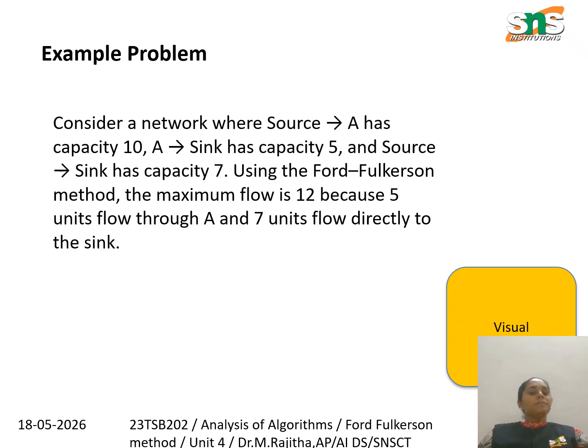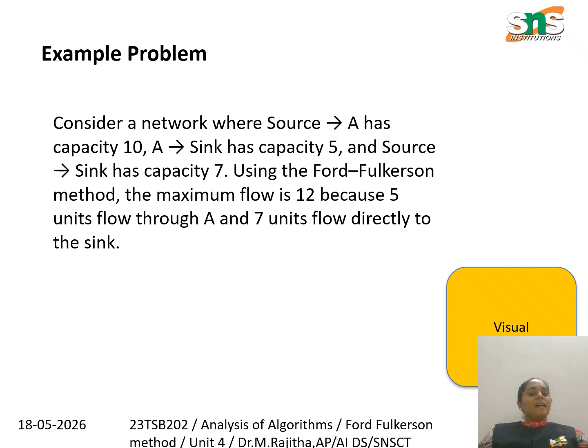Let us see a simple example. We have source to A with capacity 10, and A to sink with capacity 5. The direct source to sink capacity is 7. First, the algorithm selects the path source, A, sink. The bottleneck is 5 because A to sink has the smallest capacity. So 5 units of flow are sent.